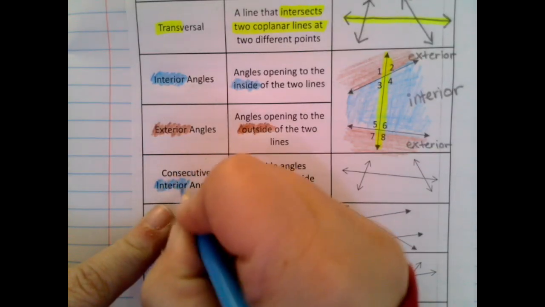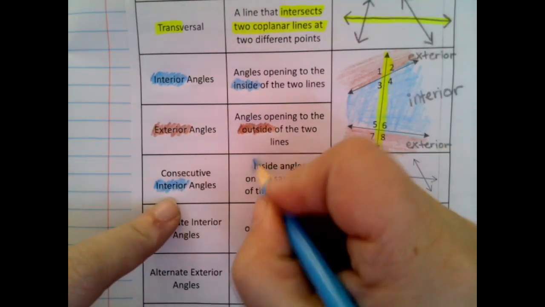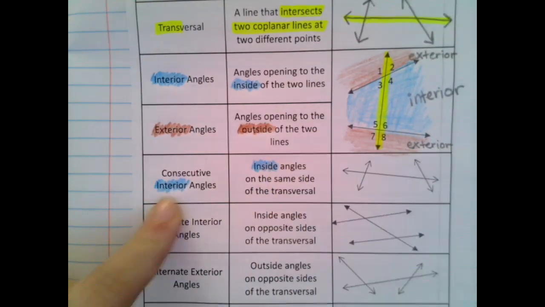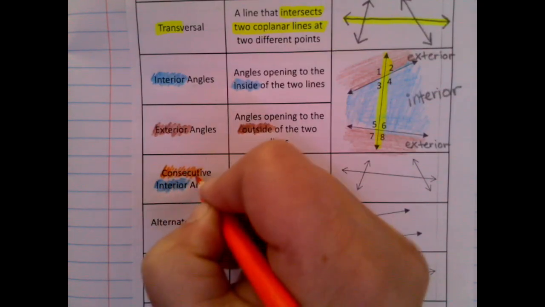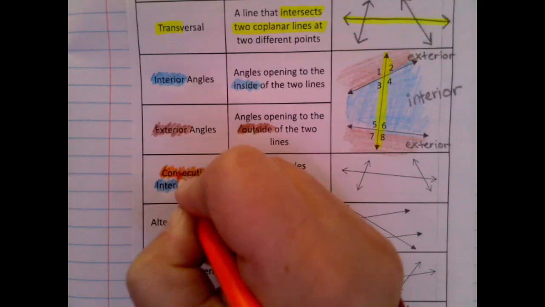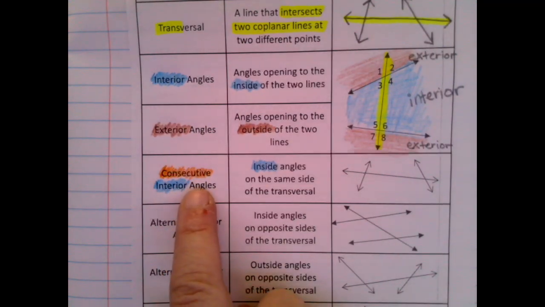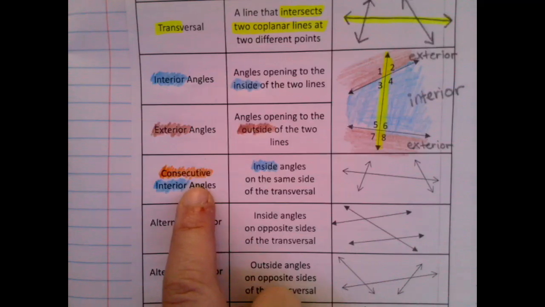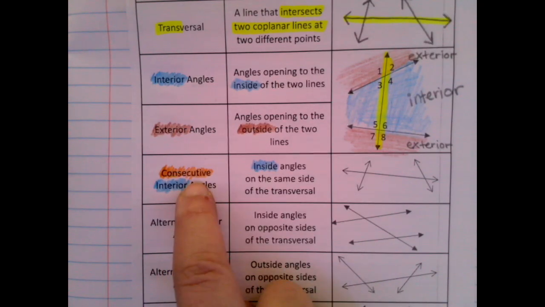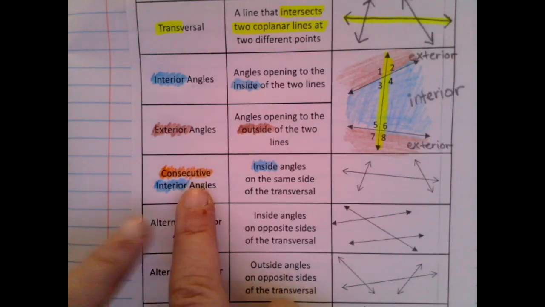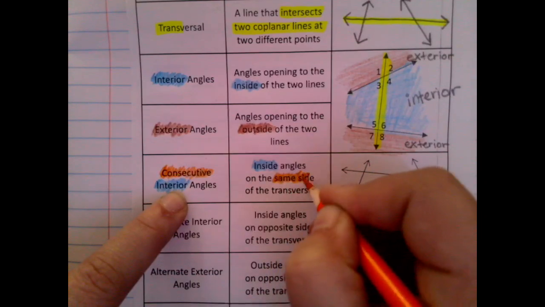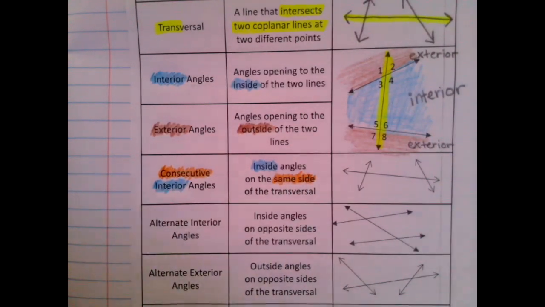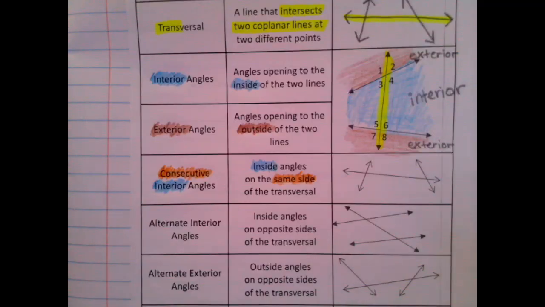So where is it going to be? Where are these angles going to be located? Inside. But now we have this other word, consecutive. A lot of times you hear that with sports or with weather. If you have consecutive wins, one right after the other. Or if it's consecutive days of rain, that means it's rained day after day after day. So in this case, consecutive is going to mean same side, like they're together, one after the other. Matching works better with one of the other ones.